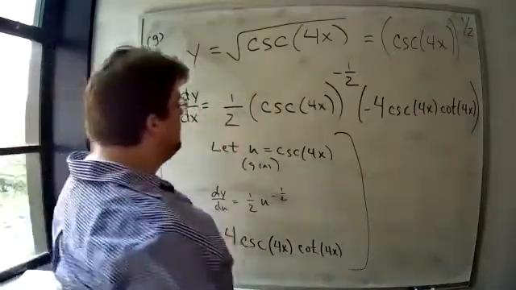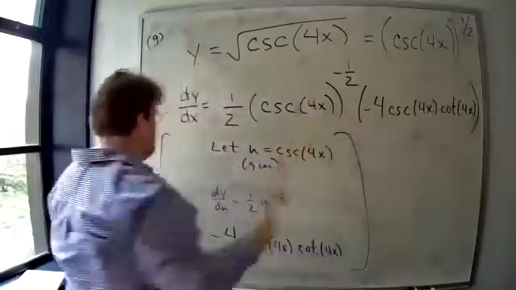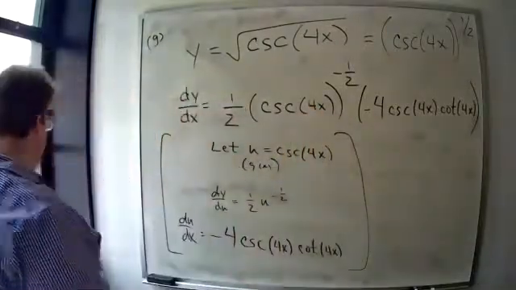This actually does conveniently simplify a little because the 4 and the 2, the cosecant simplify to root cosecant, but don't worry about that.